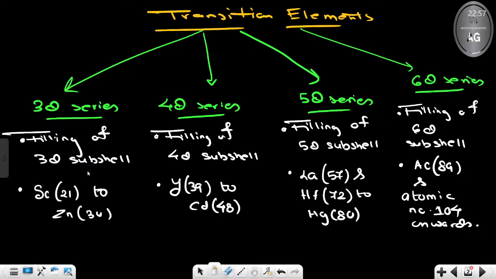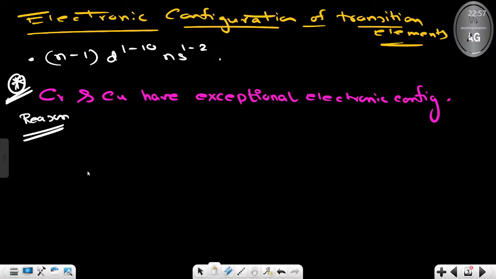Alright, next we have to study the electronic configuration and the general properties of transition elements, as in the syllabus. Starting with electronic configuration, the general electronic configuration of transition elements is (n-1)d 1 to 10 ns 1 to 2. If it is asked in the question paper to write down the electronic configuration of transition elements, you have to write this general electronic configuration.